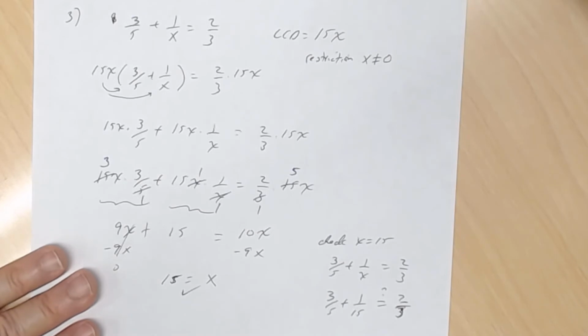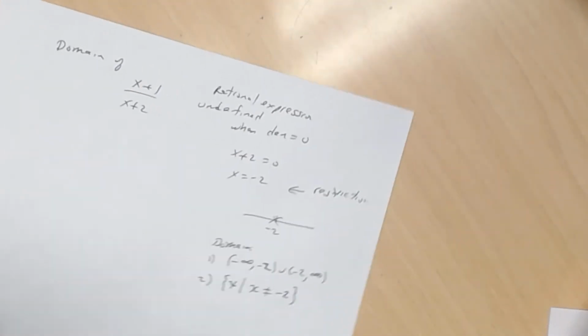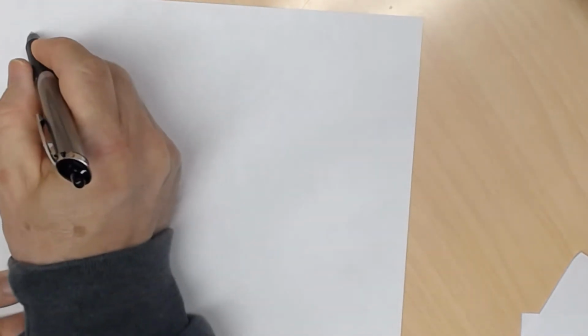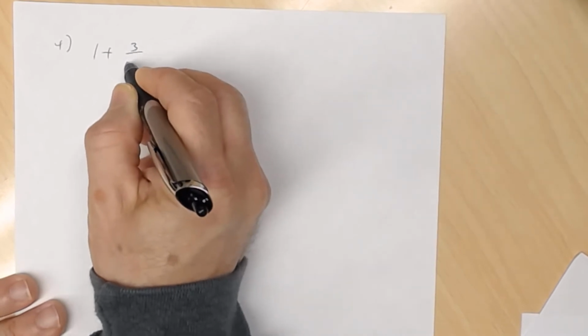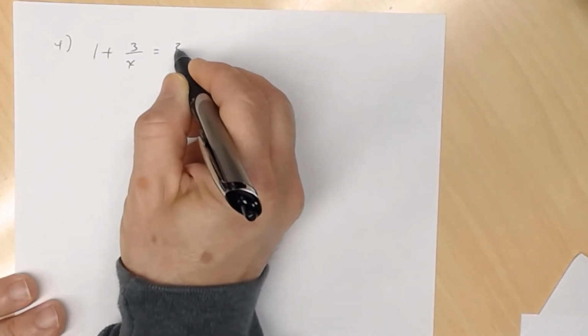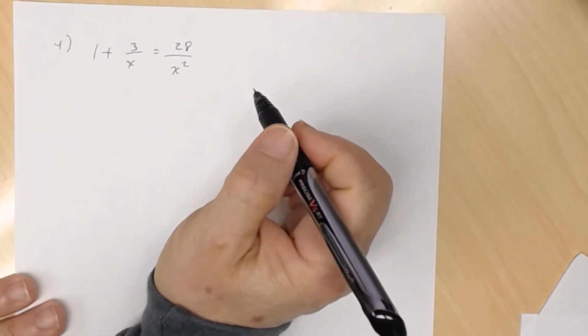All right, now let's look at number 4. Suppose in number 4, I have this. All right, let me find the problem I wanted to use. All right, number 4. We have 1 plus 3 divided by x equals 28 divided by x squared. Okay? All right, so that's my equation.